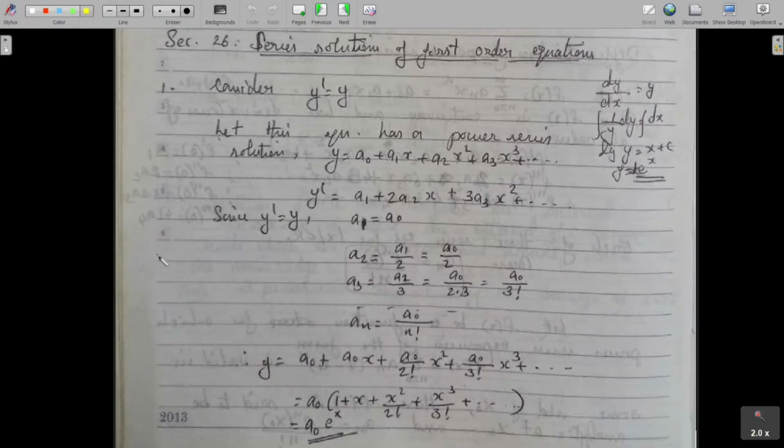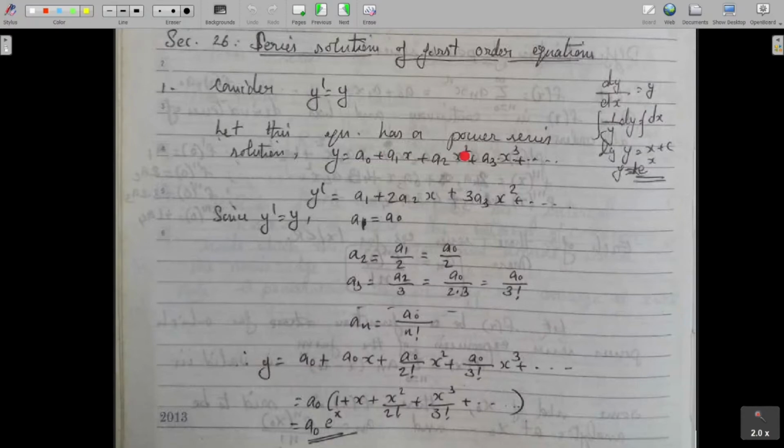In the last class, we studied about power series, a series of the form summation n equal to 0 to infinity an x to the power n. Today, we will try to solve differential equations using power series. First problem is y dash equal to y.